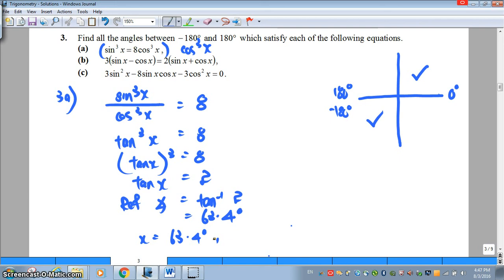If it lies in the third quadrant, it must be negative 180 plus the reference angle. I say again, it will be negative 180 plus the reference angle. So in this case, you will get negative 116.4 degrees. And there you have it, the 2 answers are clearly shown in 3 part A.